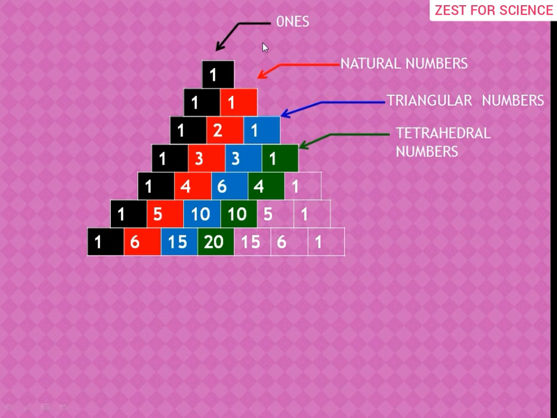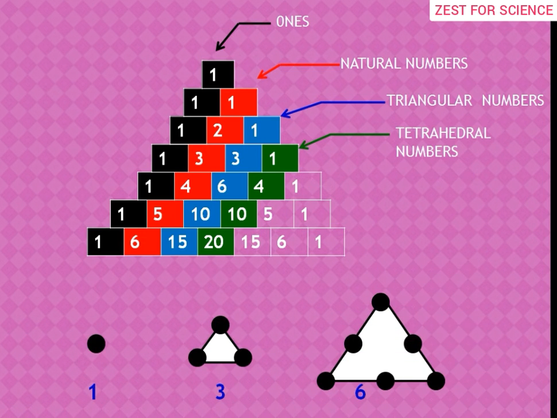Now goes to the fifth importance. Look at the first diagonal, which has all ones. Look at the second diagonal, where there are only natural numbers. And look at the third diagonal, which carries triangular numbers. In the fourth diagonal, you get tetrahedral numbers.